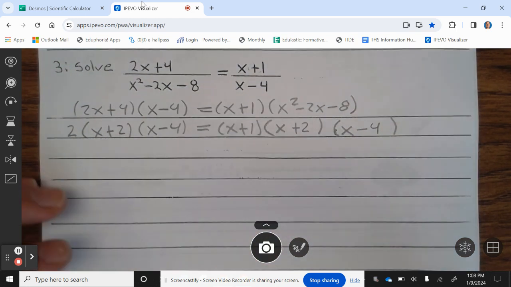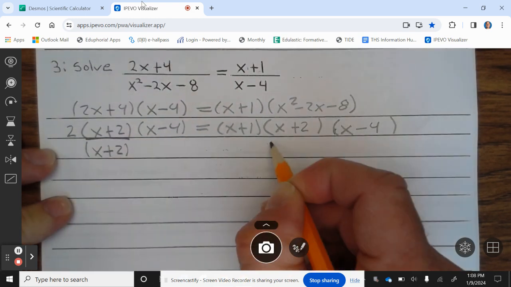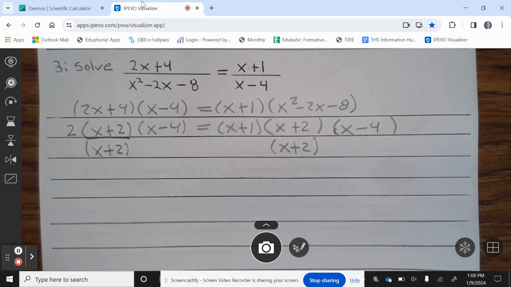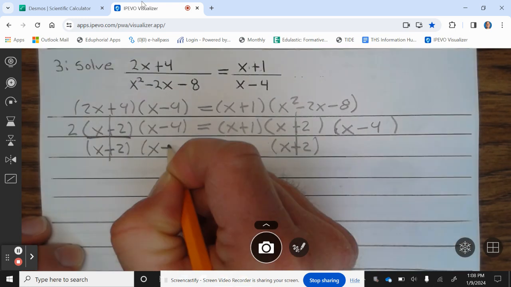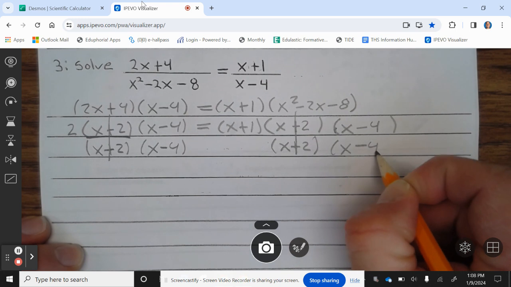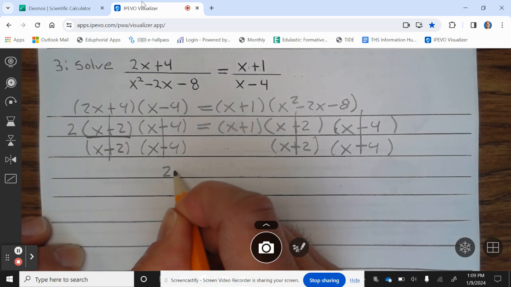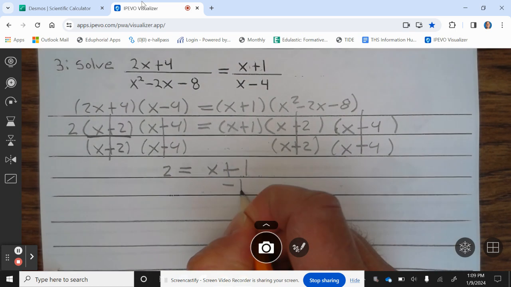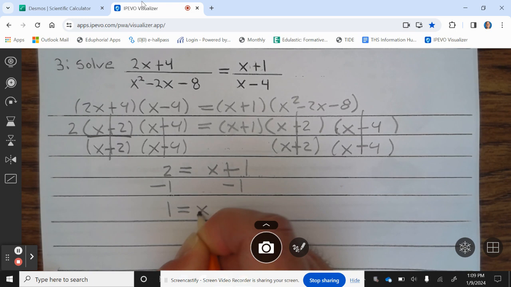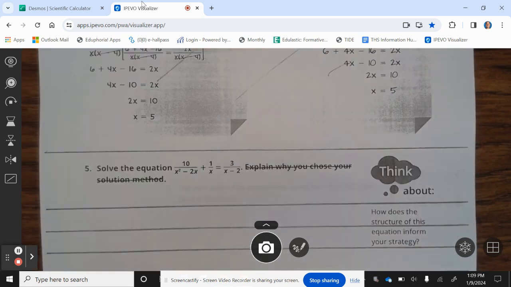Now, the reason why we factor everything is because we're going to do this. We can divide both sides by x plus 2. And remember, anything divided by itself is 1. So this is 1, this is 1. We can divide both sides by x minus 4. Again, anything divided by itself is 1. So this is 1, this is 1. So you're left with 2 equals x plus 1. Subtract 1 from both sides. 1 equals x. All right, go ahead and finish it up. All right, let's take a look at the next page.